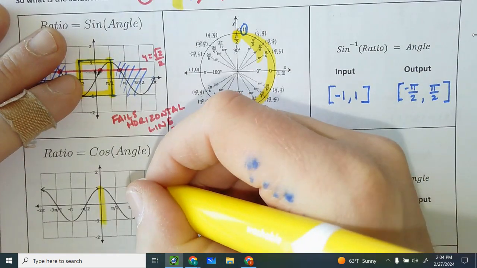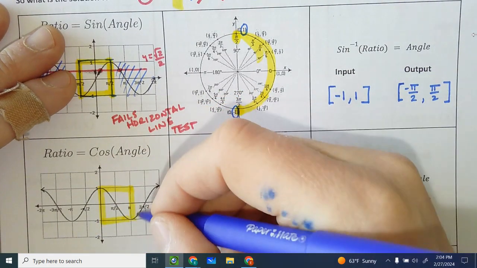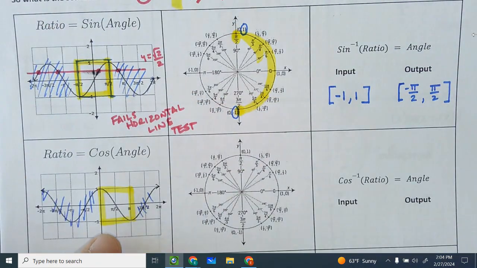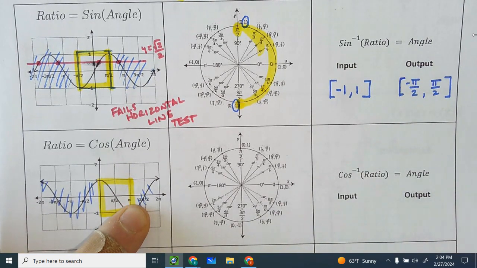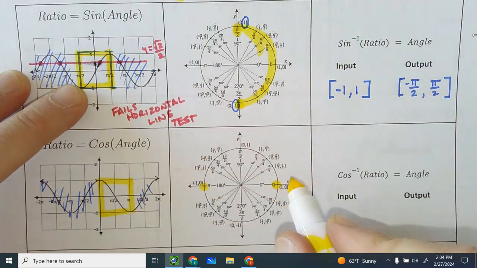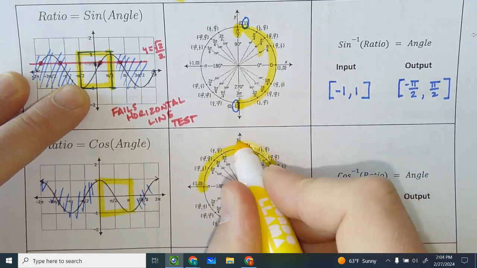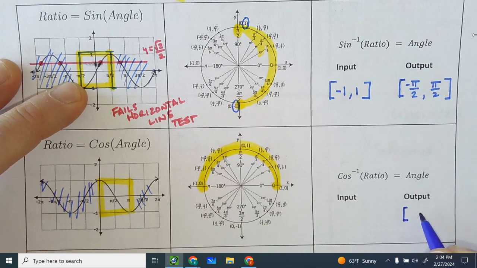The region we're going to pick is right here. Okay. So pretend that none of this exists and none of this exists. When you're doing an inverse cosine problem, your answer will always be between 0 and pi. Now on the unit circle, 0 is right here, and pi is right here. So we are looking at the top half of the graph. Okay. So your output will be between 0 and pi.